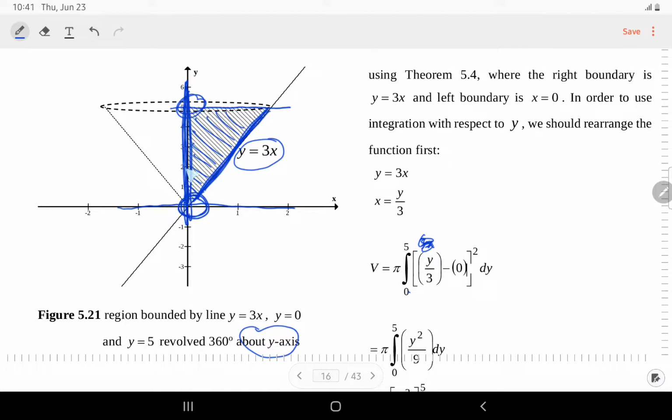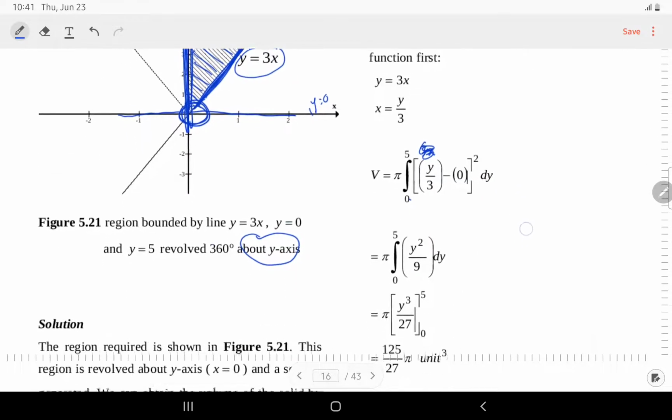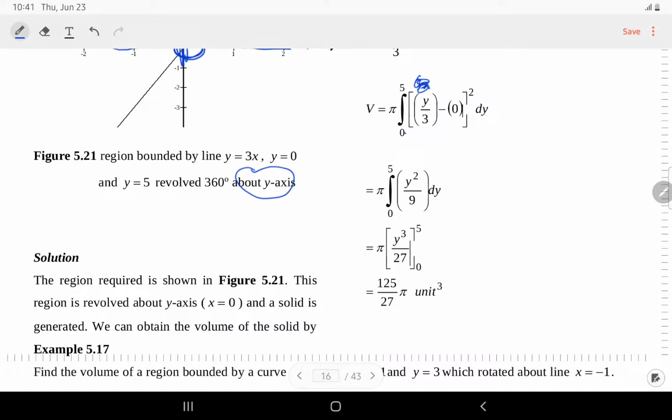So apa equation dekat sini? Equation dia adalah x equals 0 sebab dia adalah y axis. Y axis equation dia x equals 0. Kalau x axis equation dia y equals 0. Okay, so 0 kita terus masuk dalam ni lah. So jadi y over 3 minus 0 square. So dia akan jadi y square over 9 and then integrate dia dan dapatkanlah jawapan dia.